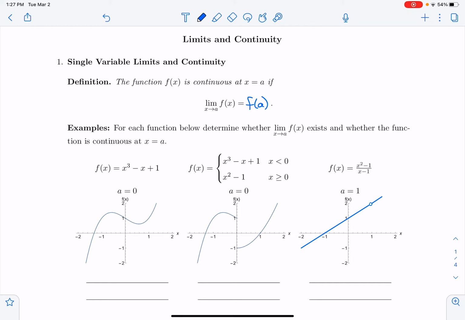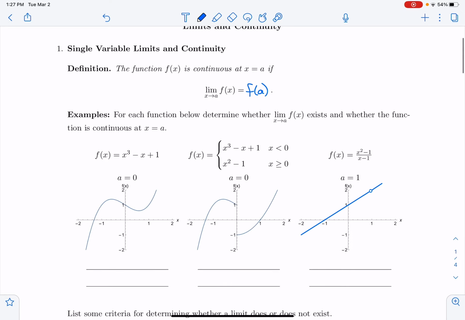Examples, let's look at a few functions and determine whether the limit as x goes to a of f of x exists and whether the function is continuous at x equals a. So let's start with f of x equals x cubed minus x plus 1. And let's look at the limit as x goes to 0.